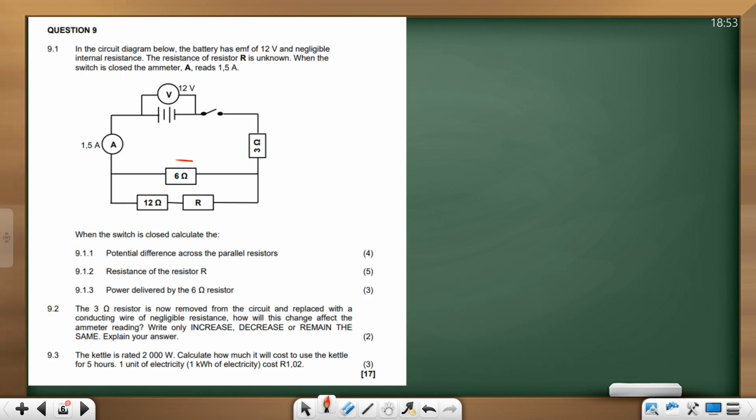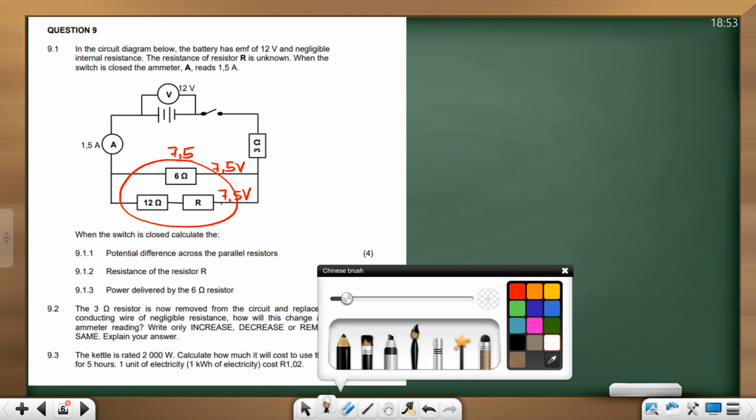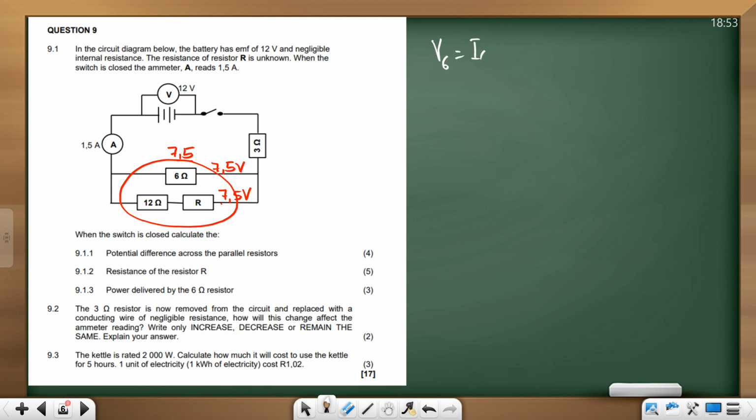Guys, what is the potential difference here? In parallel, the potential difference remains what? Let's study the 6 ohm resistor quickly. Know the voltage in the 6. What is the current? Know the resistance? 6. What is the current in the 6?